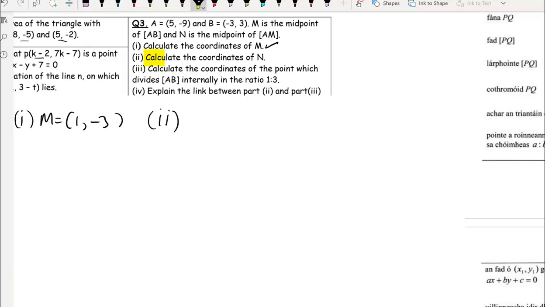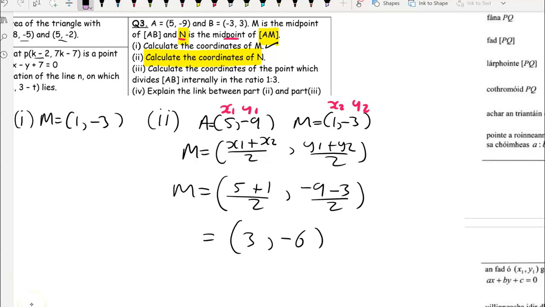Part 2. Calculate the coordinates of N. N is the midpoint from A to M. So A and M are 2 points on our line. M is the point we just found, (1, -3), and A is given in the question. We label x1, y1, x2, y2. N is the midpoint, so again we apply our midpoint formula. I've mislabeled this accidentally, apologies. Of course we're finding the coordinate N, and N works out to be (3, -6).